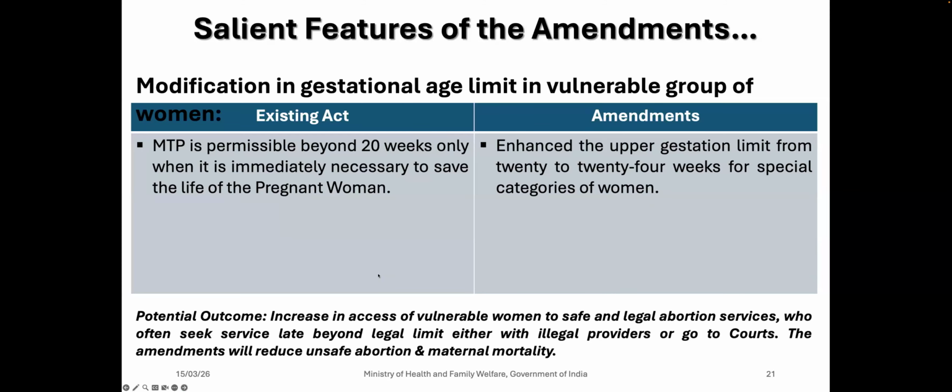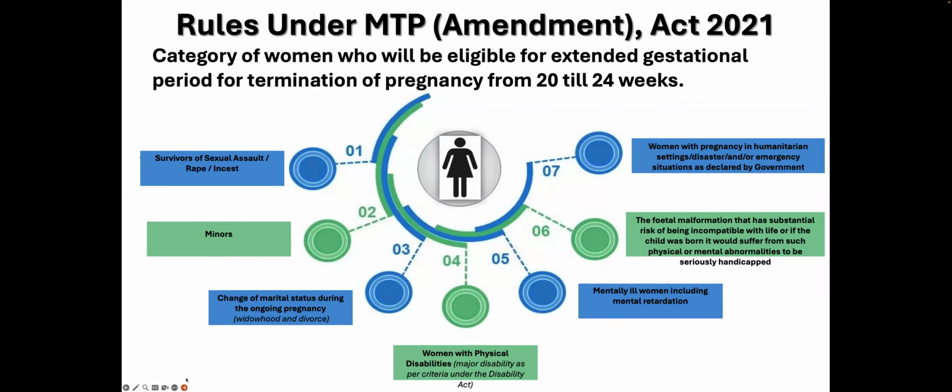So earlier the MTP was permissible beyond 20 weeks only when it is immediately necessary to save the life of a pregnant woman. And now the enhanced upper gestational age limit has been 24 weeks, and certain special situations or categories of women have been mentioned. And as Dr. Nikhar said, there are around 7 special situations, he's absolutely right. There are 7 important special situations where you can take a decision between 20 to 24 weeks. They should be there along with the 2 RMPs to enact the Act.